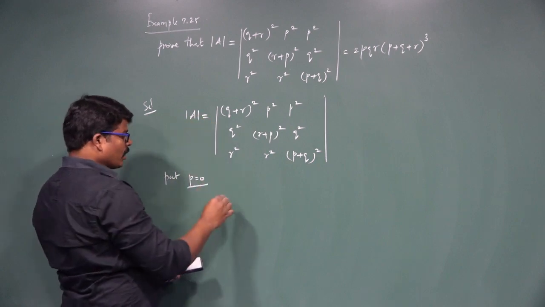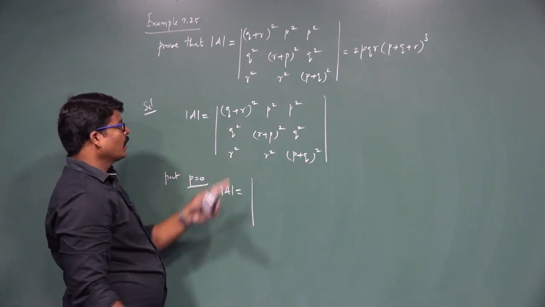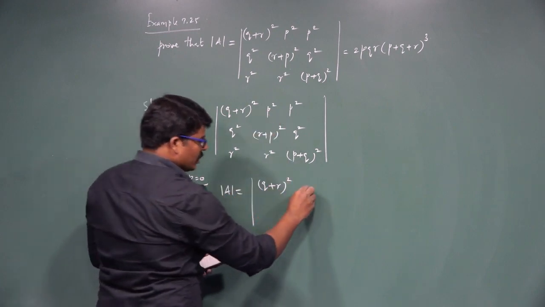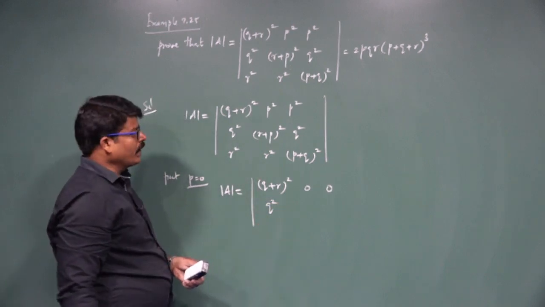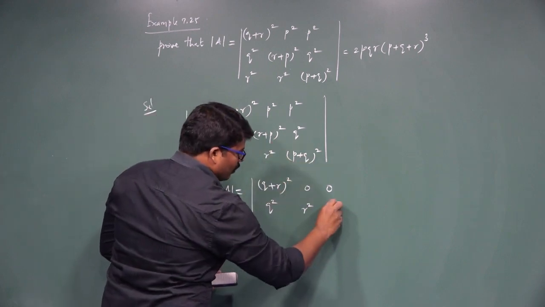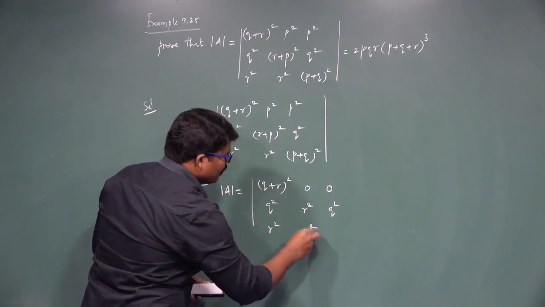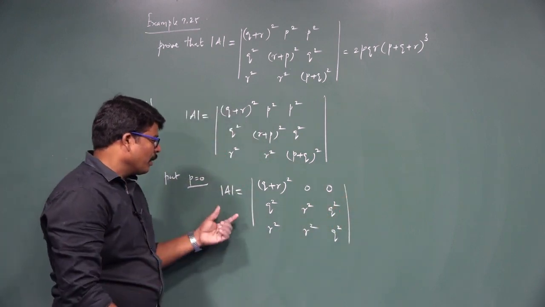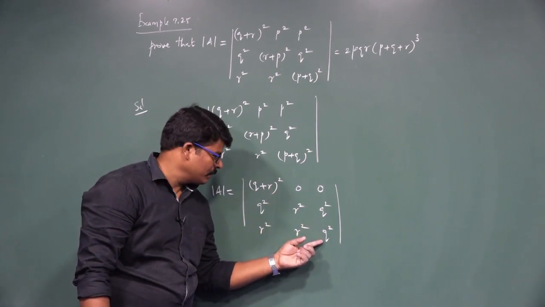Substituting p equal to 0 in the determinant A: first row (q plus r) whole square, p square is 0, 0. Second row q square, (r plus p) whole square becomes r square, q square. Third row r square, p plus q whole square becomes q square. So the determinant A is (q plus r) whole square, 0, 0; q square, r square, q square; r square, r square, q square.